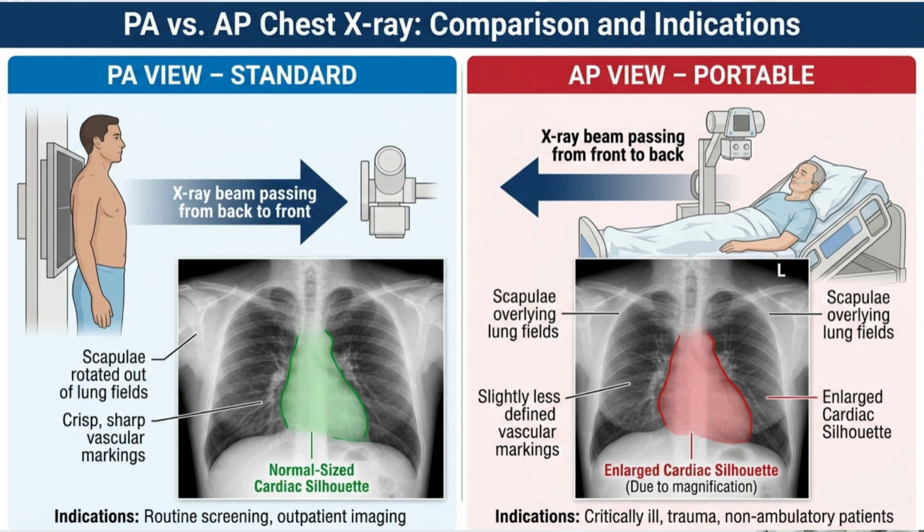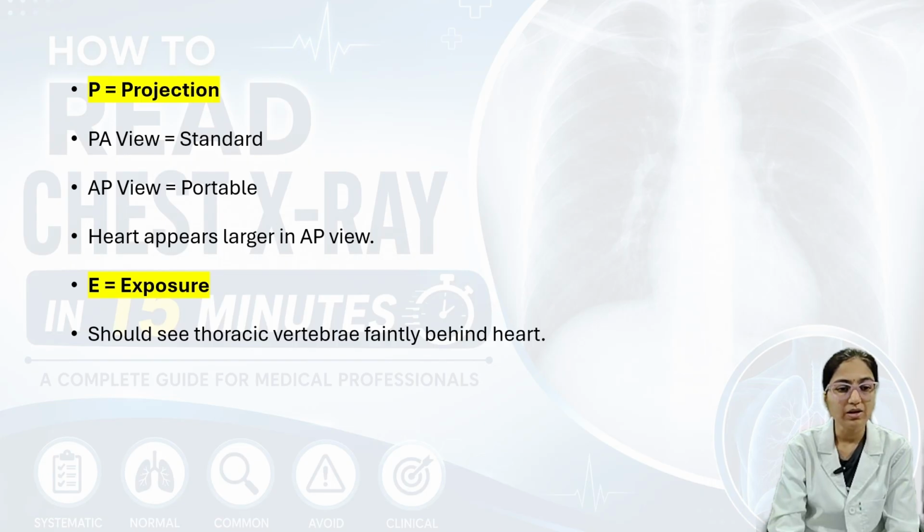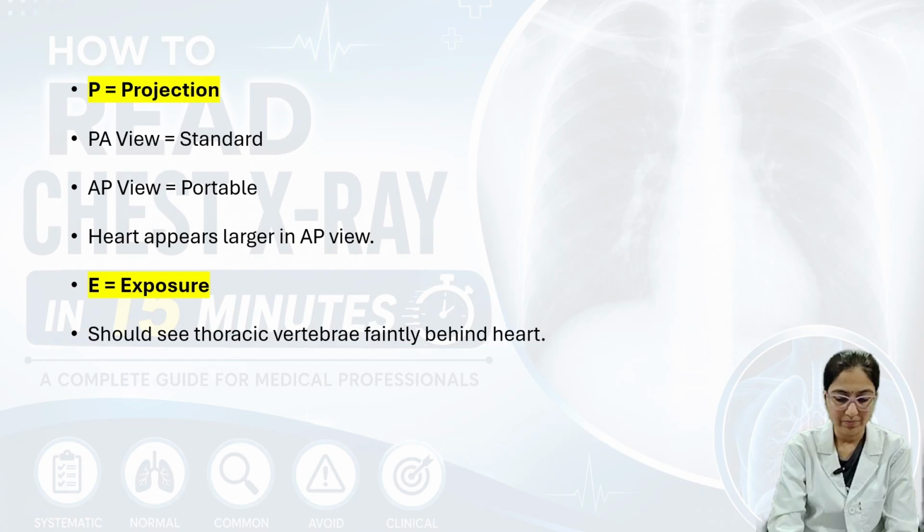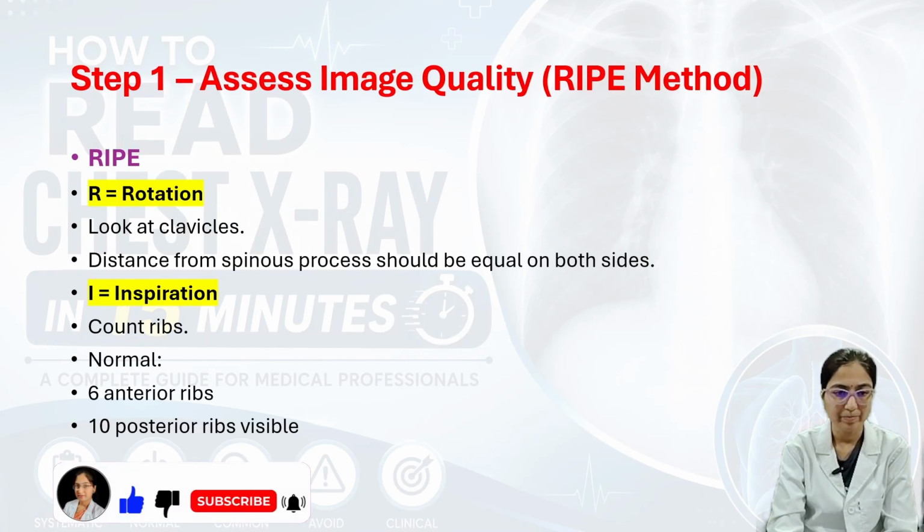And then next, projection. Here, PA is standard, you have to confirm that, and AP view is portable, and the heart appears larger in AP view. And then exposure. Here you should see the thoracic vertebra faintly behind the heart. This is the right method.